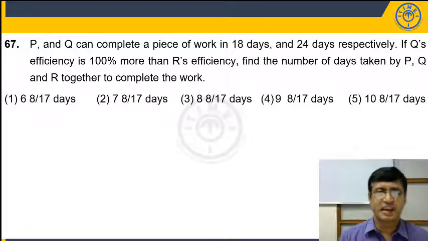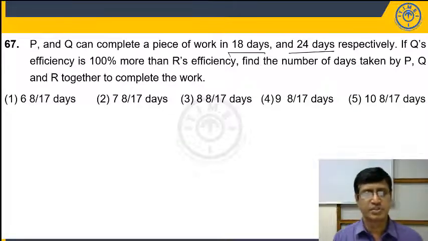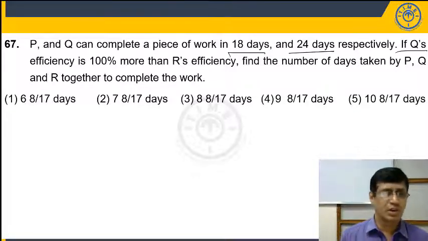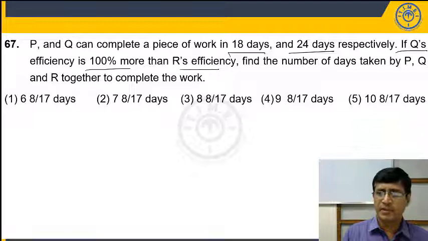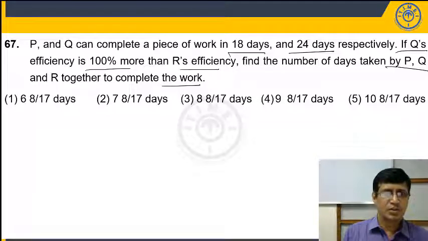Now look at the next example on your screen, question number 67. P and Q can complete a piece of work in 18 and 24 days respectively. These are the timings. If Q's efficiency is 100% more than R's efficiency, find the number of days taken by P, Q and R together to complete the work. Q is more efficient than R. By how much here? 100%.